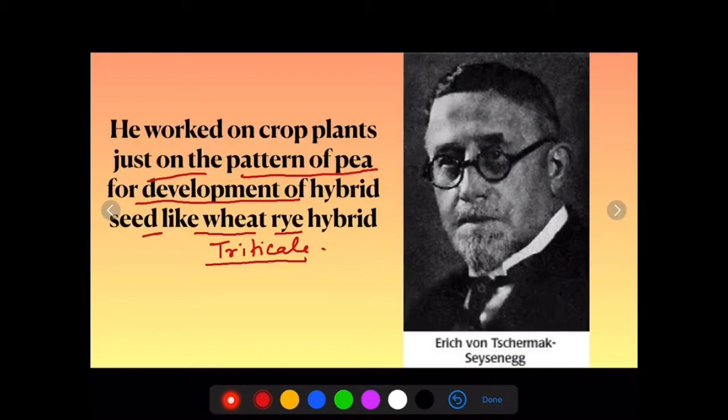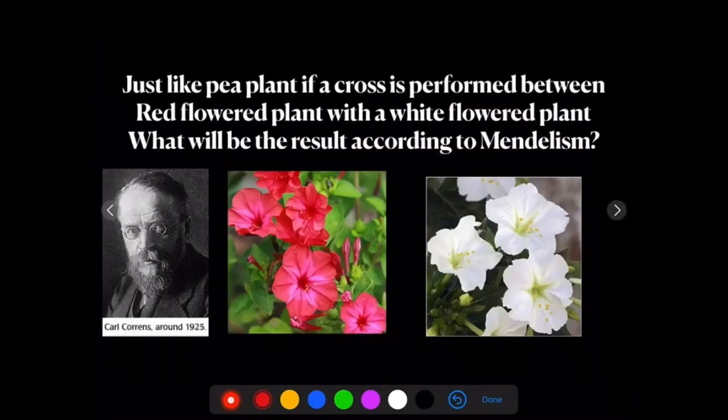These three scientists independently rediscovered Mendel's laws, but they credited Mendel for his original work, and today we know Mendel as the father of genetics. Then Karl Correns, he was a German scientist, and he performed his experiments in Germany. All three performed their experiments in different places.